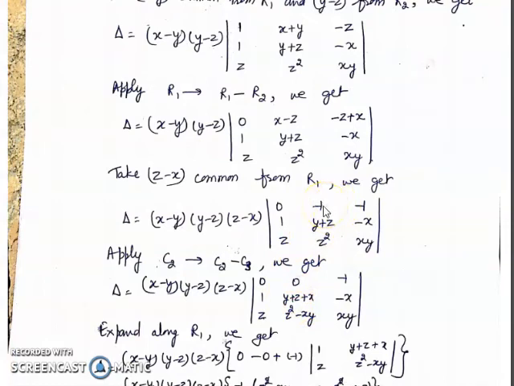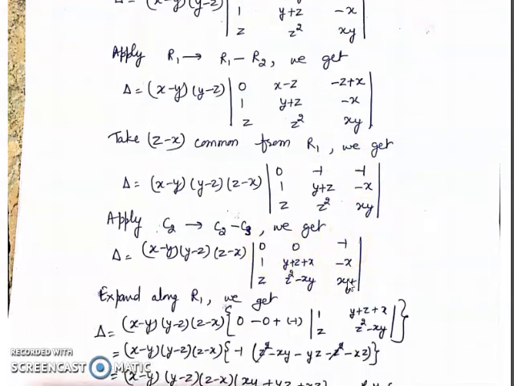So now we apply the column transformation. So we will do C2 minus C3. C2 minus C3, minus 1, minus of minus 1, this becomes 0. The column 1 is as it is, the change is only in C2. Minus 1, minus of minus 1 gives us plus 1. So this will be equal to 0, y plus z plus x, z square minus xy. And the third column is as it is. So we have 2 zeros in the first row.